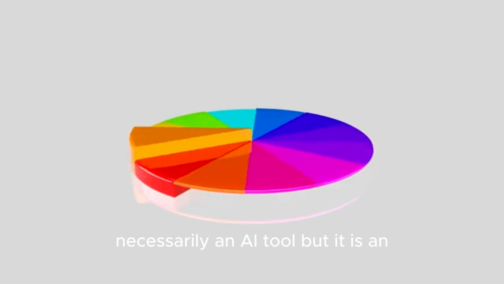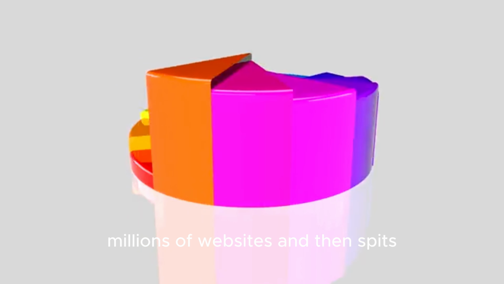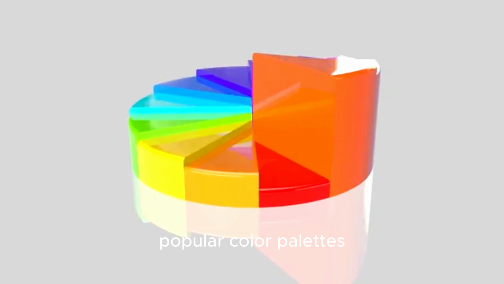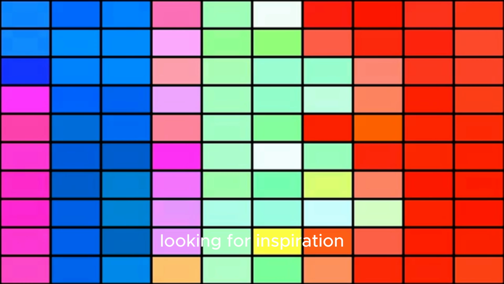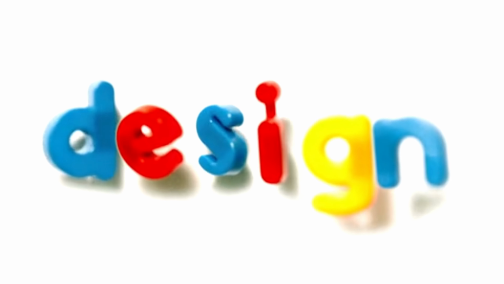Next up, we've got Design Gradients. Now, this one isn't necessarily an AI tool, but it is an online tool that uses AI to analyze millions of websites and then spits you out with the most popular color palettes. So if you're looking for inspiration for your own project, or maybe you just want to see what colors are trending right now, Design Gradients is a great place to start.